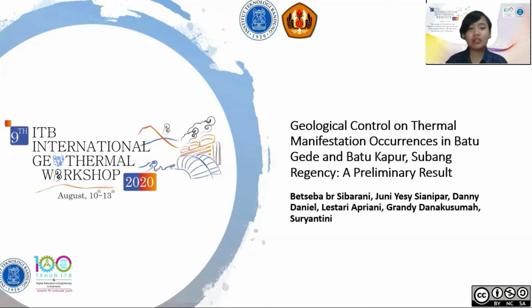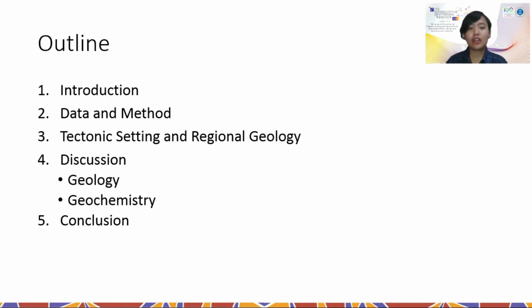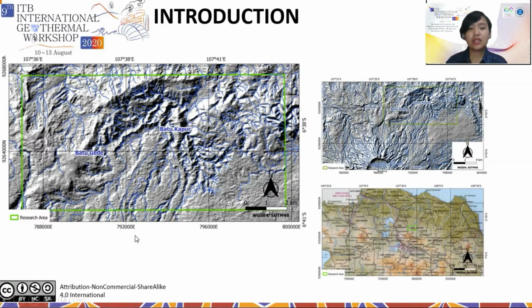Our research is about geological control on thermal manifestation occurrences in Batu Gede and Batu Kapur based on the result of a preliminary survey. This is the outline of my presentation. I will start with introduction, data and method, tectonic setting, and regional geology, and then discussion including geology and geochemistry, and close with conclusion. This map is showing the location of research area.